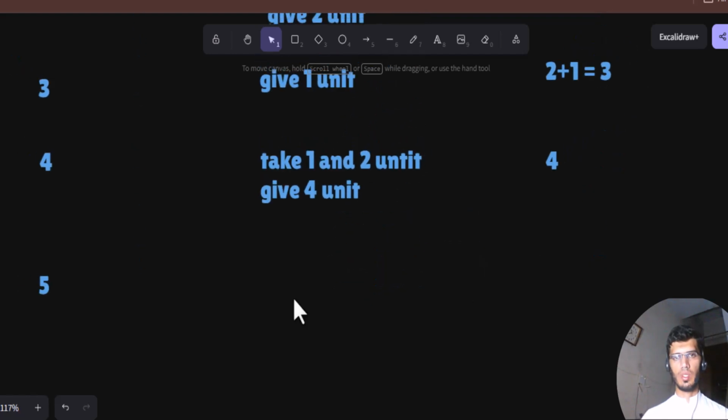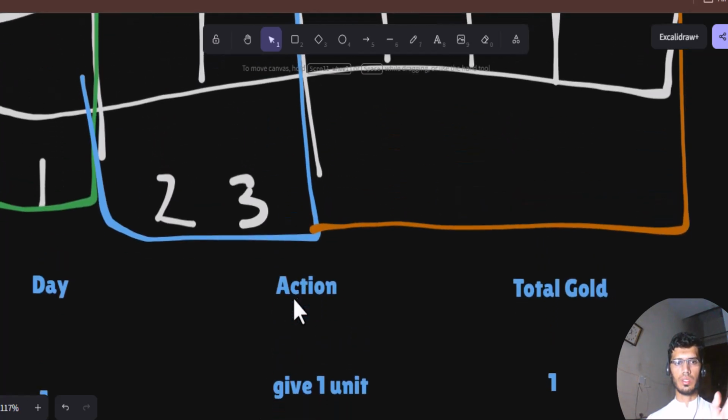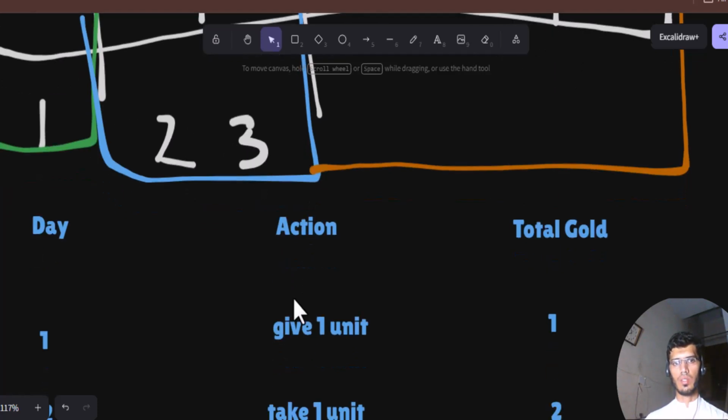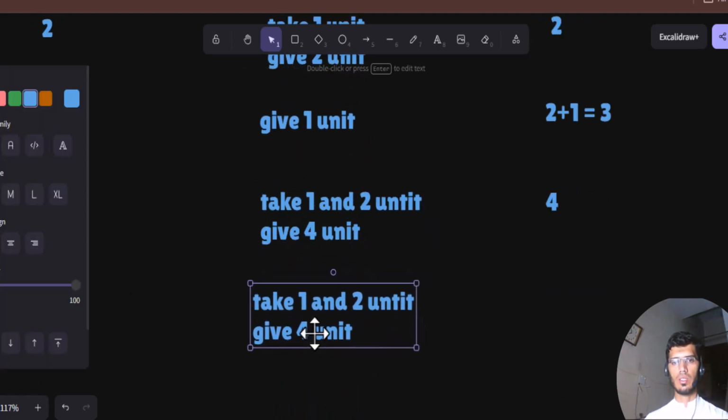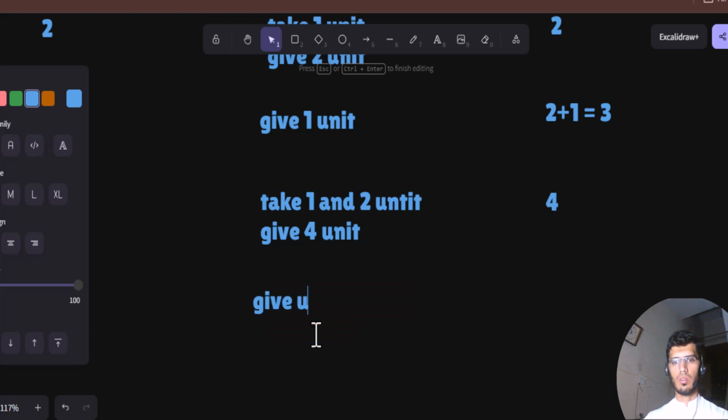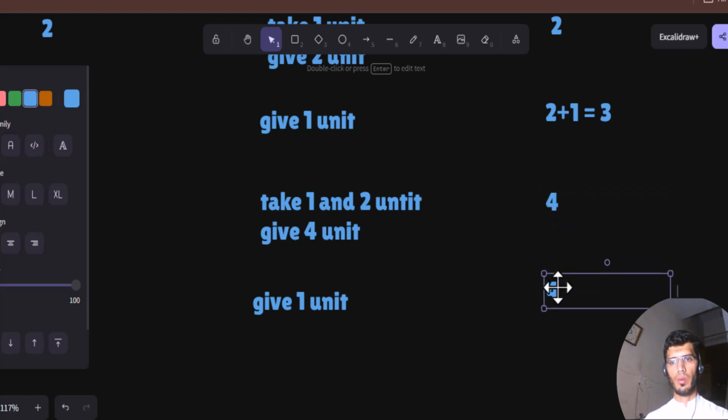Okay, similarly on day 5, as we took the first and second units of 1 and 2 pieces on day 4, now on day 5 we will simply give the first unit to the employee. What will happen is that 4 plus 1 is what? Yes, 4 plus 1 is equal to 5.